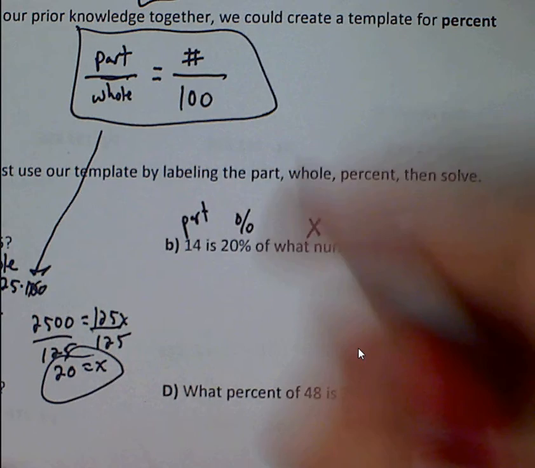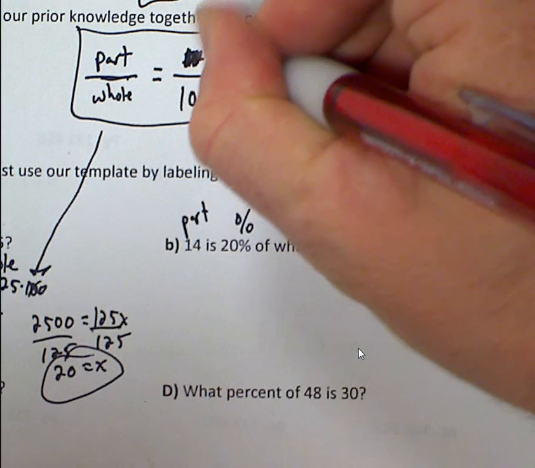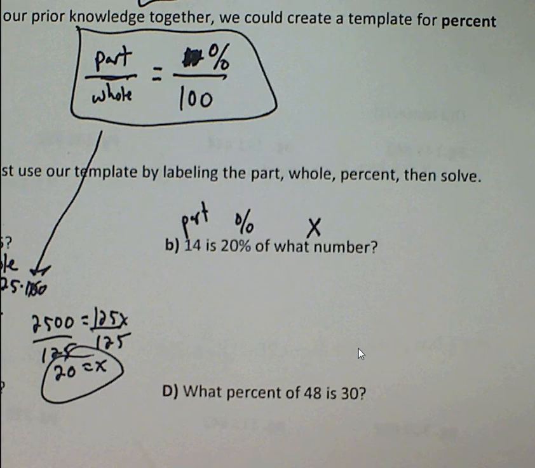So whenever I put number up here, instead of saying number, I meant the percent that we are given, not just the number, the percent. I apologize.